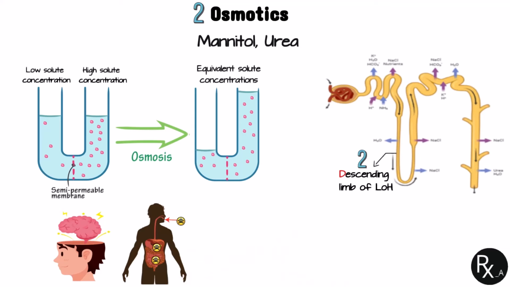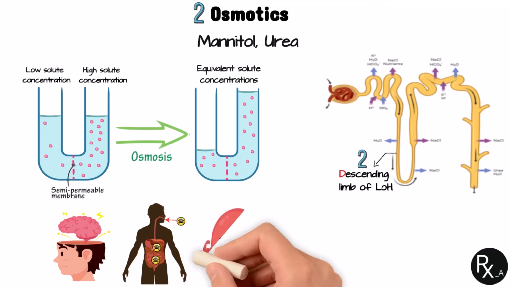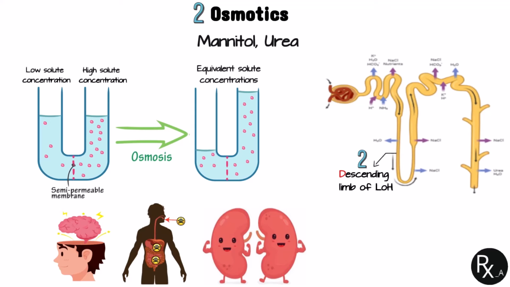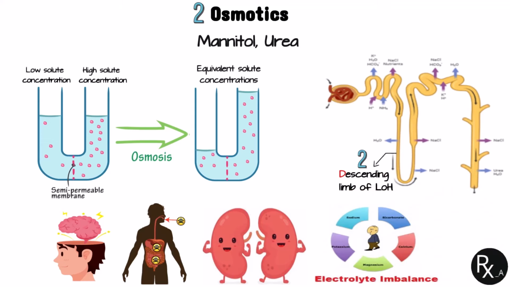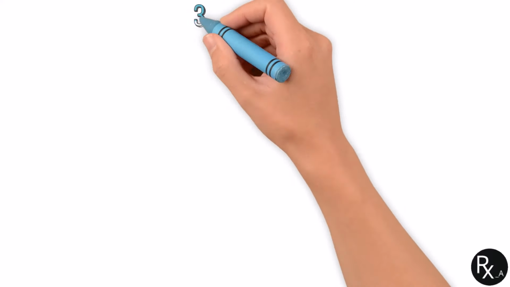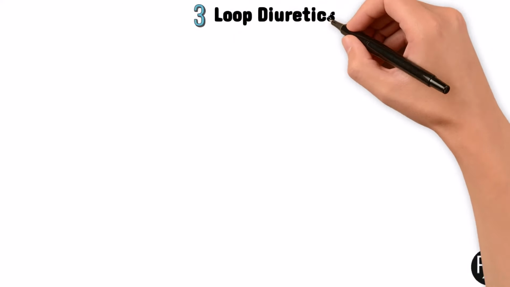Osmotic diuretics are primarily used to lower intracranial pressure, promote the excretion of toxic substances through the urine, and increase urine production in patients suffering from acute kidney failure. As for their side effects, using them can cause significant fluid changes, such as volume overload or dehydration, which can result in electrolyte imbalances. Let's move on to the most significant class, which is loop diuretics.